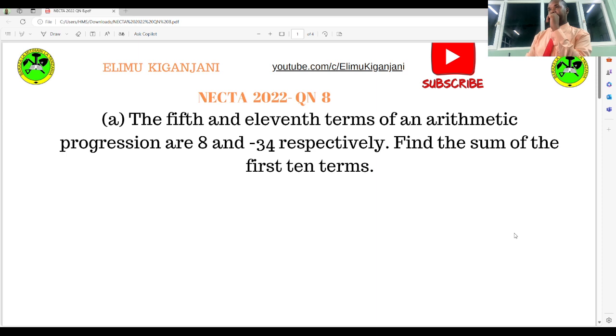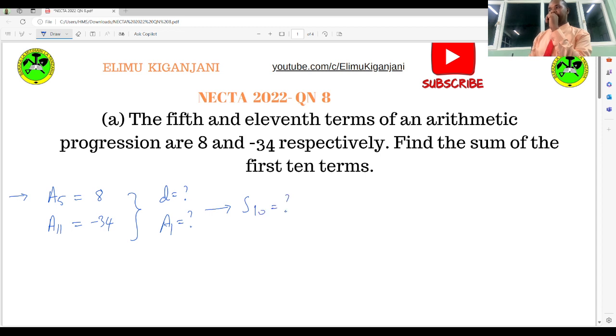With this information, we start with the given information. We were given the 5th term of the arithmetic progression, A5, is 8, and A11 is -34. From these two pieces of information, we are going to find the common difference and the first term, so that later on we can find the sum of the first 10 terms of the series.